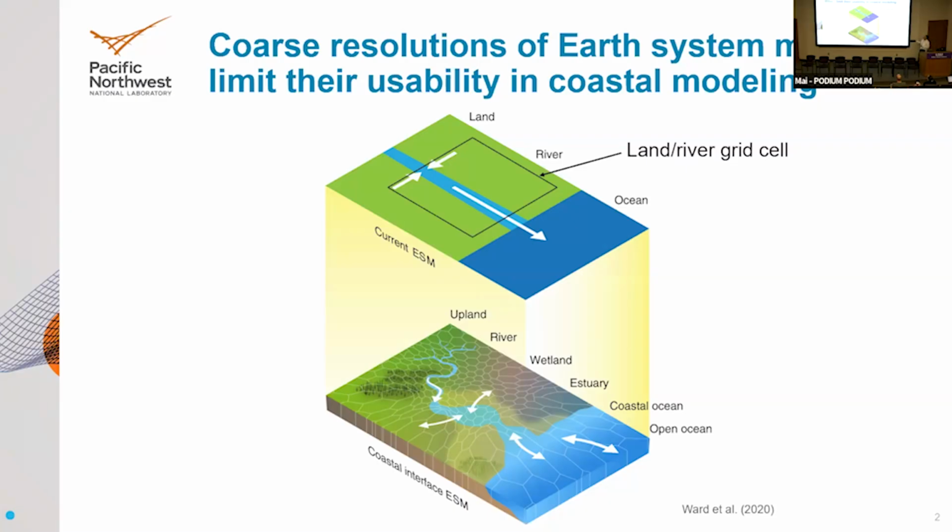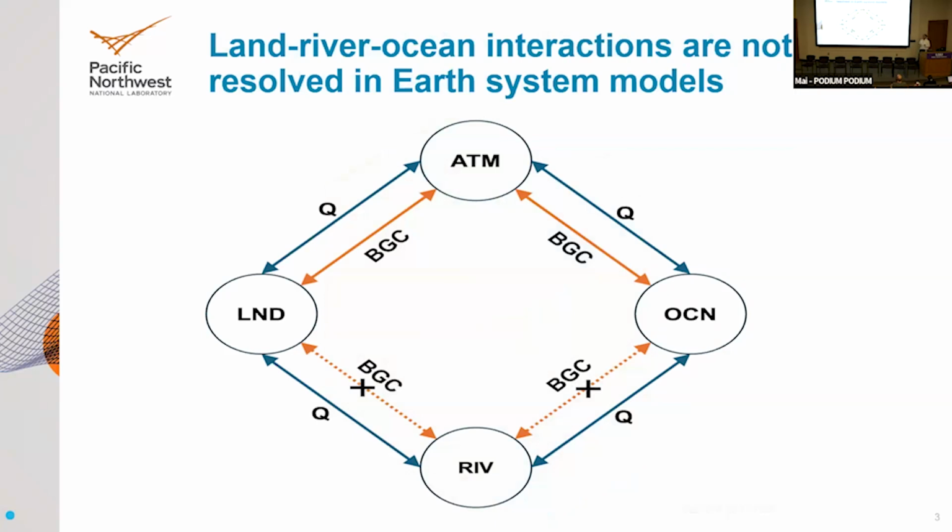As you can see, they are represented in very coarse resolution: the land and river grid cells at 60 kilometer resolution, and the ocean grid cells at 100 kilometer resolution. So you can imagine that such a coarse resolution is impossible for representing coastal ecosystems such as coastal wetlands and estuaries, and also the interaction between the land, river, and the ocean. When we represent coastal processes, we must use a much higher resolution, as suggested in this bottom row. Another limitation is that land, river, ocean interactions are not fully resolved in current Earth system models.